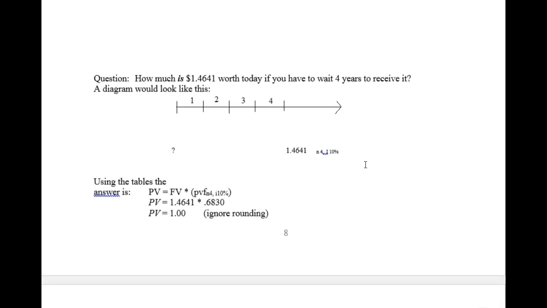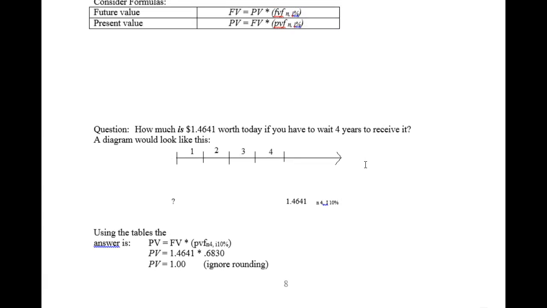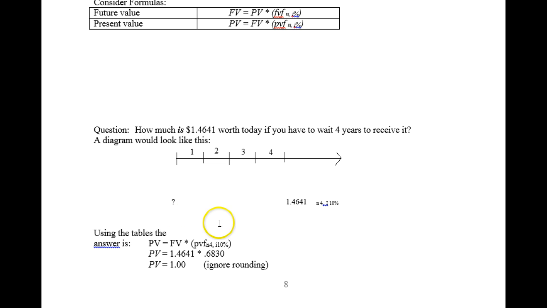How much, answer this question for me, how much would $1.46 be worth today if you had to wait 4 years to receive it? Notice how I made my time diagram. I have 4 years. I'm wondering what something's worth today, so I know it's a present value table, and I know the future value amount. I can take the future value amount, 1.4641, and times it by that interest factor, 0.6830, that we calculated above, and I'll get back to 1.